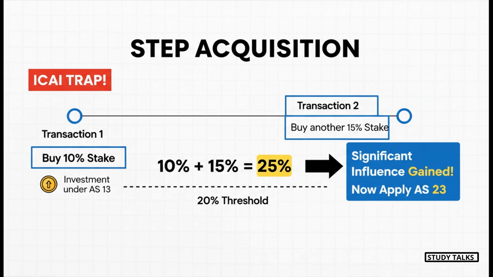Now, here's the situation ICAI absolutely loves to test. What if you don't buy your entire stake in one go? Maybe you start by buying 10%. At that point, it's just a regular investment under AS 13. But then, a few months later, you buy another 15%. Ding, ding, ding, you've just crossed the 20% threshold, and now you have significant influence. This is called a step acquisition.